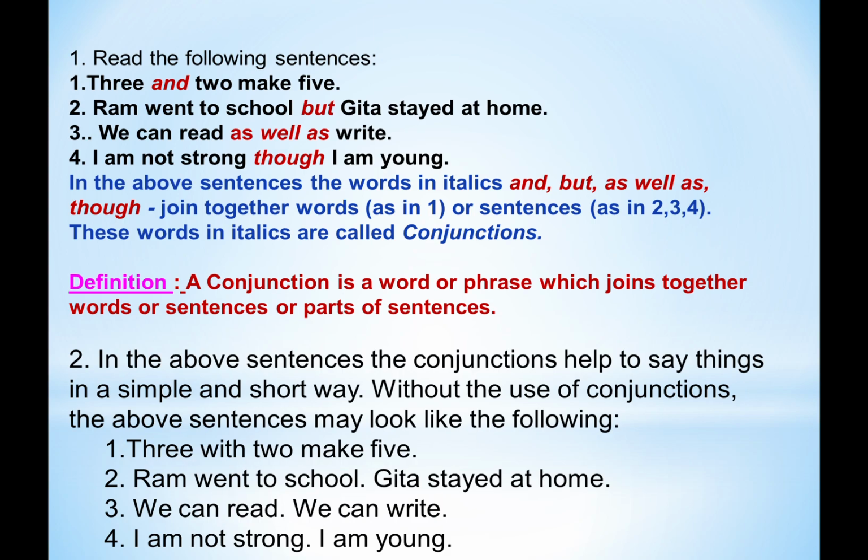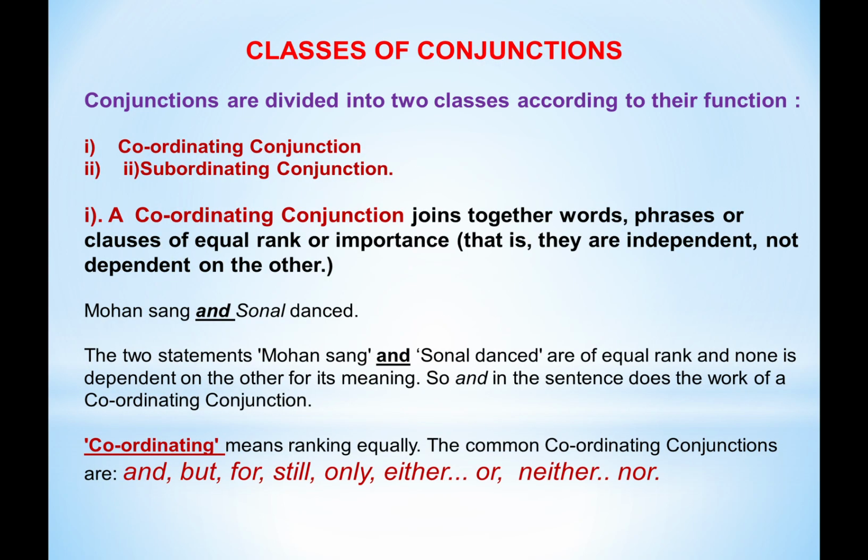They have been combined. Again, let us read. 3 and 2 make 5. Ram went to school, but Gita stayed at home. We can read as well as write. I am not strong, though I am young. These are the conjunctions. Because of them, the new combination has been made.